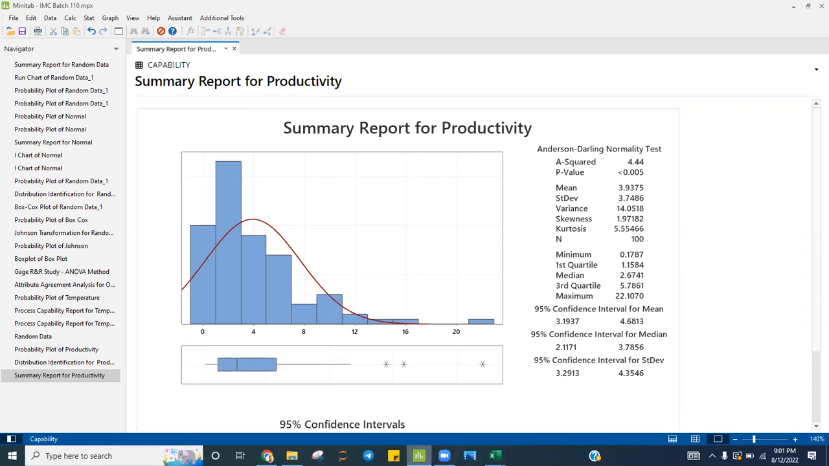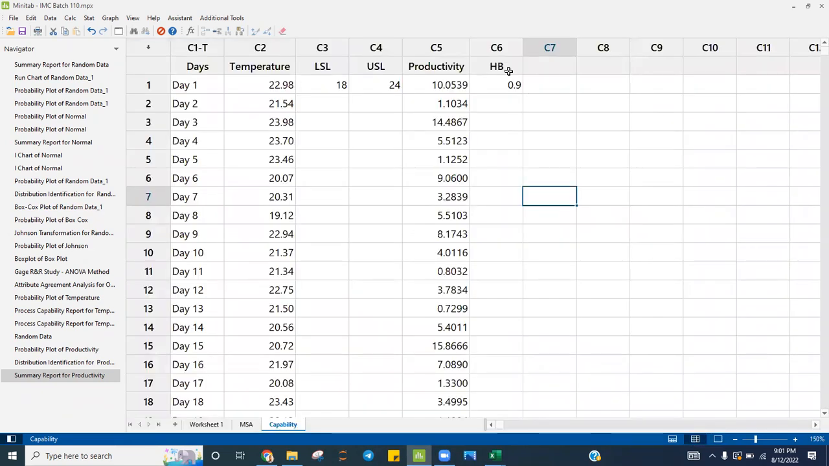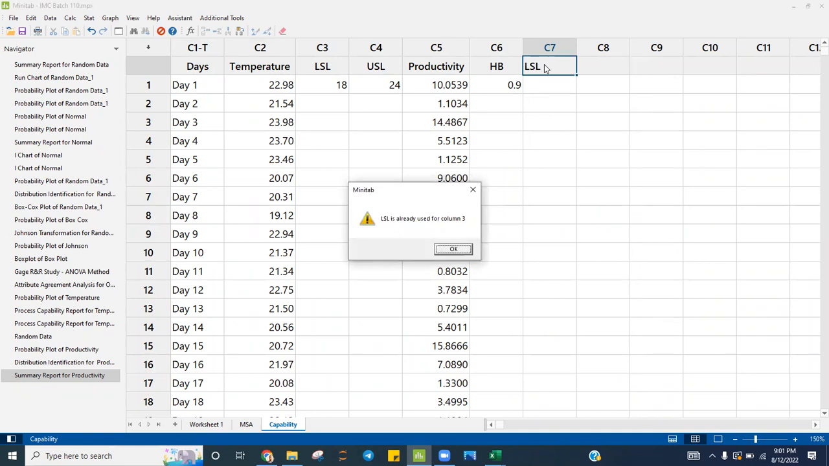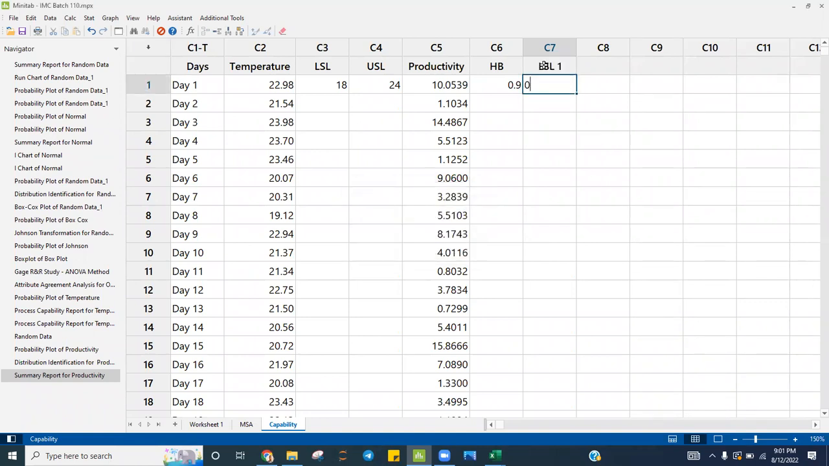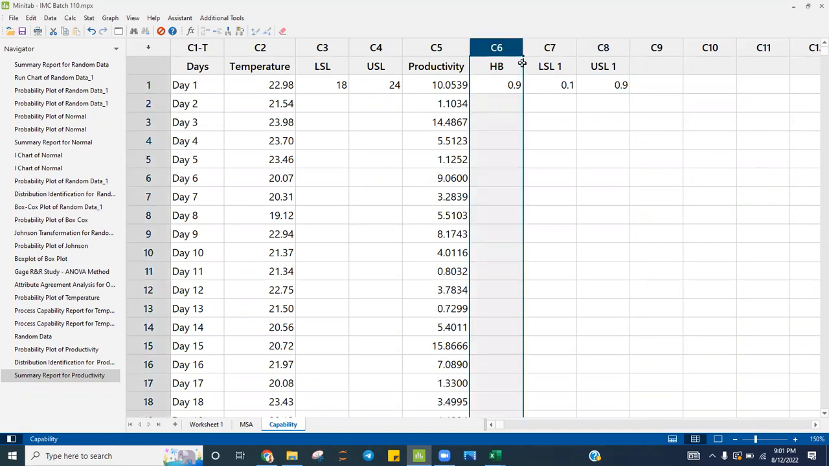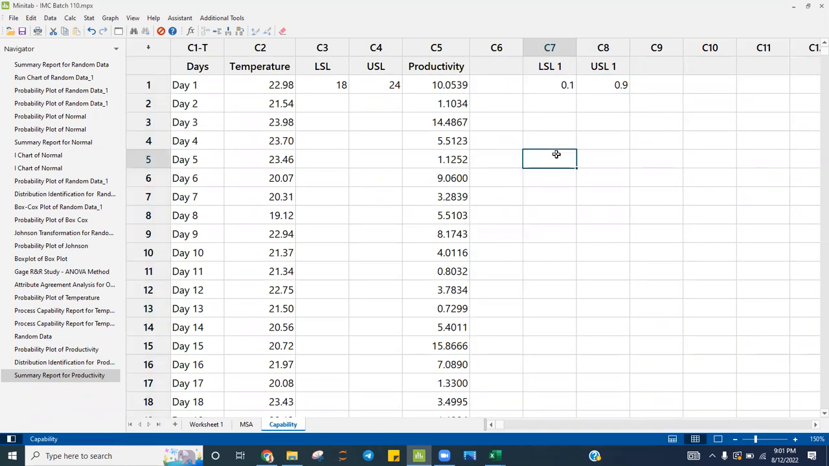Let's see here. In my data, my lower specification limit is 0.1, I am giving 0.1, and the upper specification limit is how much? 0.9, I am deciding. Okay, let's remove this higher is better part. Now I want to calculate the capability. So what is my data distribution?